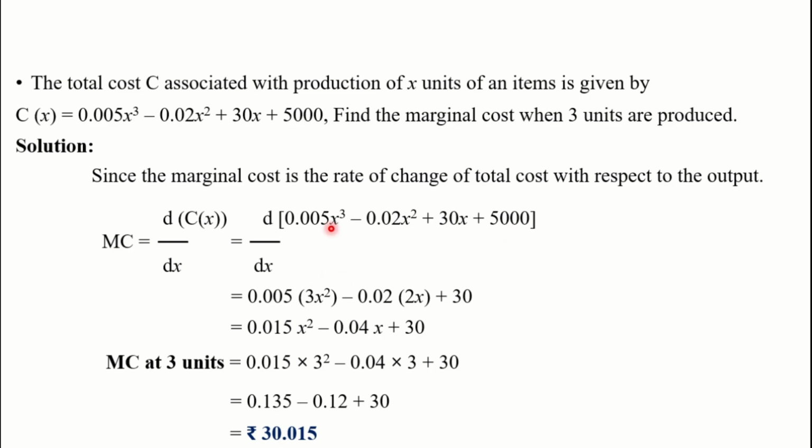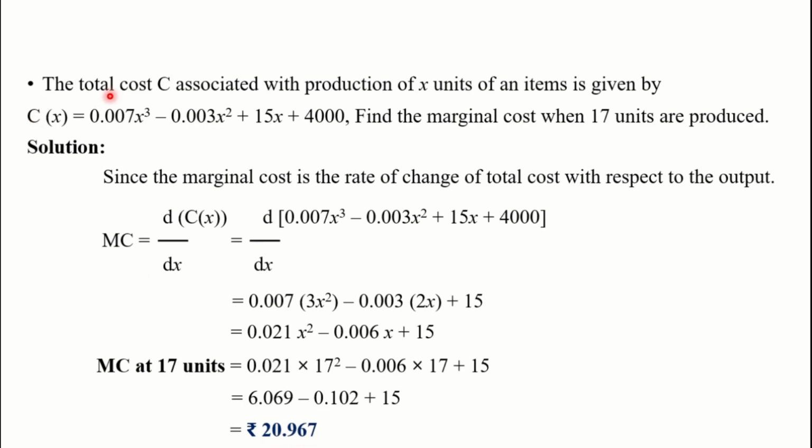The derivative of this function is: 0.005, the derivative of x cube is 3x square, minus 0.02, the derivative of x square is 2x, plus 30, the derivative of x is 1, plus 0, as the derivative of 5000 is 0. Means marginal cost is 0.015x square minus 0.04x plus 30. This is the marginal cost function. Now we need to find the marginal cost when 3 units are produced. We simply put x is equal to 3 in the marginal cost function. We will get marginal cost at 3 units, that is rupees 30.015.